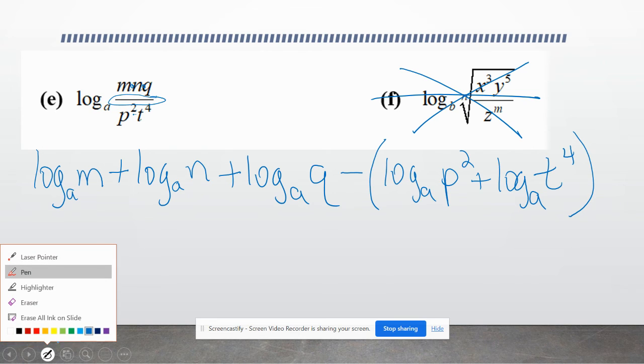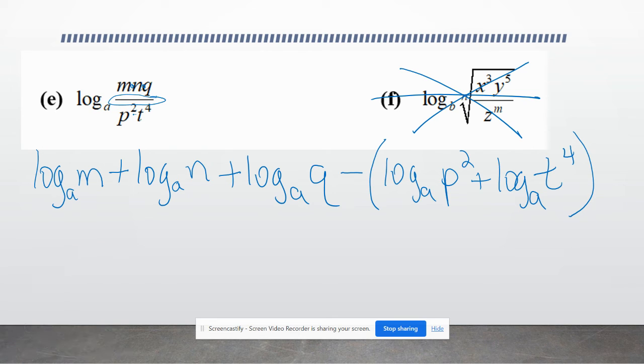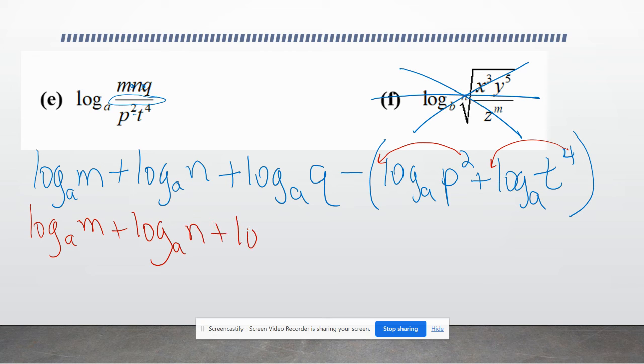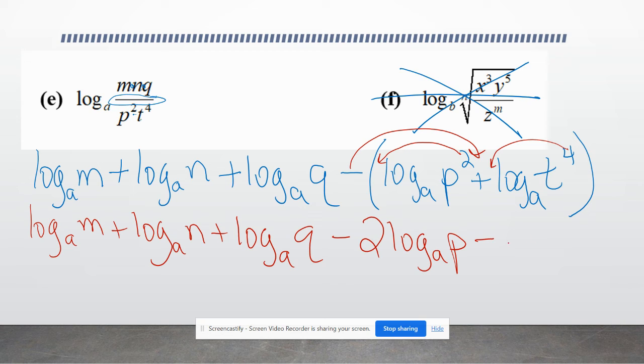And our final step to make sure that this is an absolutely expanded form, we have to take our exponents there and drop them to the front. So this first part stays the same. Two times log base A of p, and then minus 4 log base A of t.